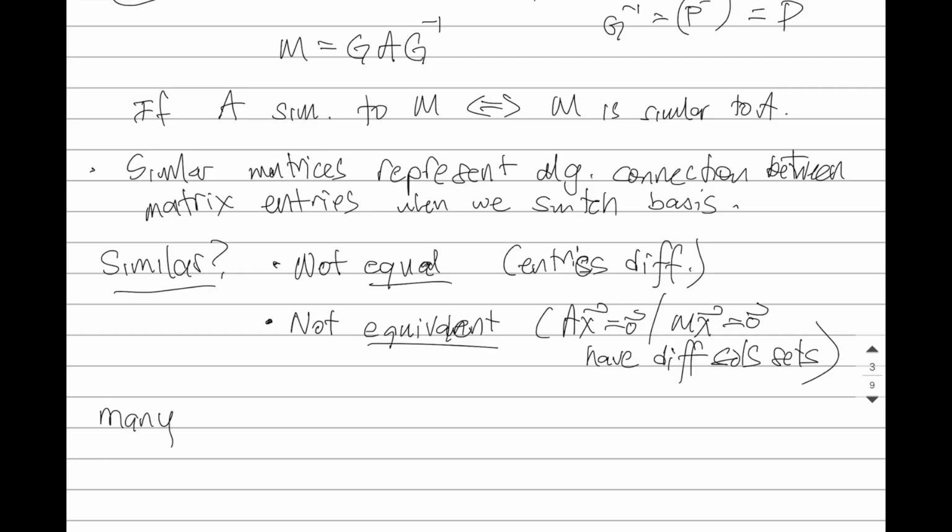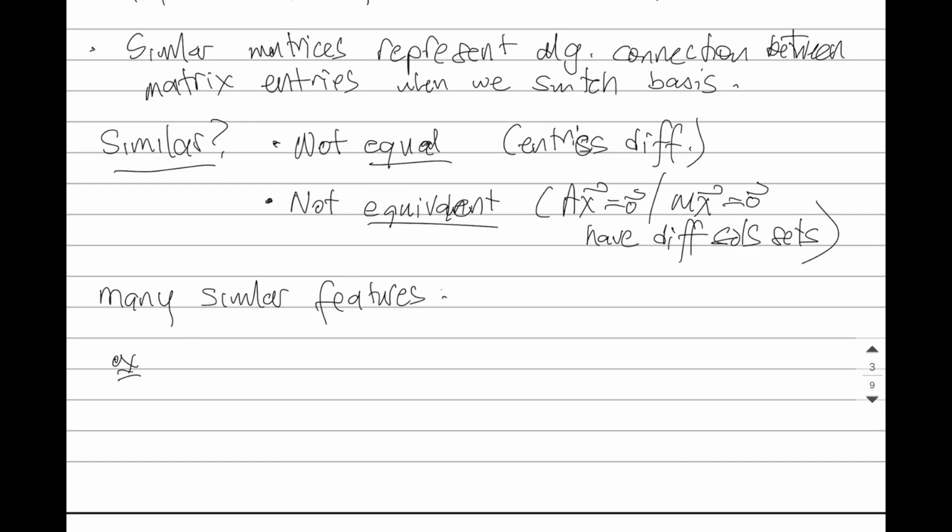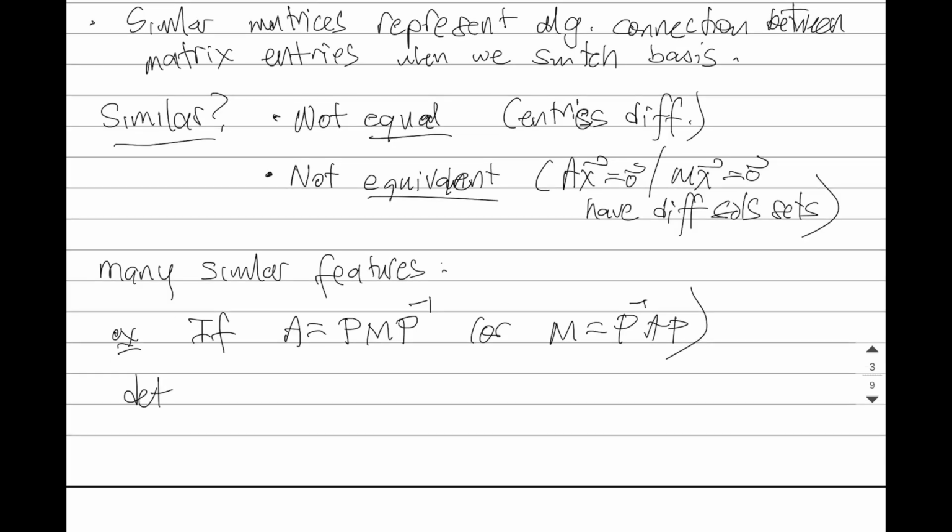Well, then what is similar about them? What do you get that is the same? Well, you do in fact get many similar features. If two matrices are similar and we say A is PMP inverse, or if you wanted to reorganize this as P inverse AP, then when I say the determinant of A, that's like saying the determinant of this product, PMP inverse. The determinant of a product is the product of determinants.